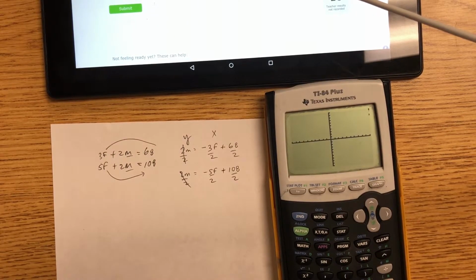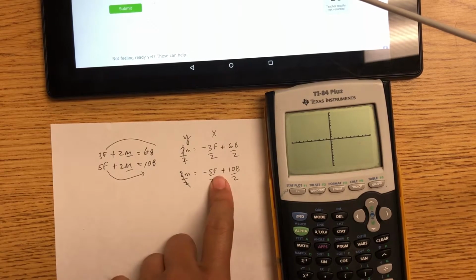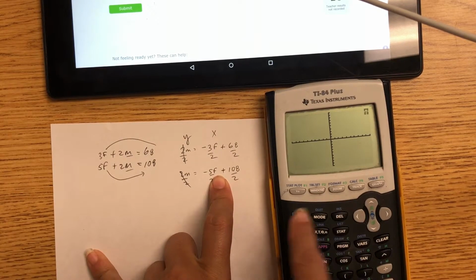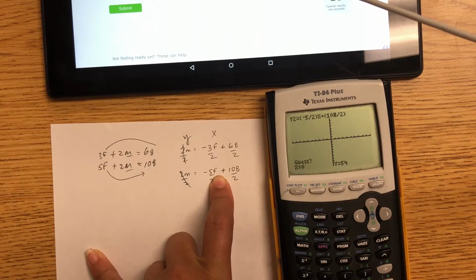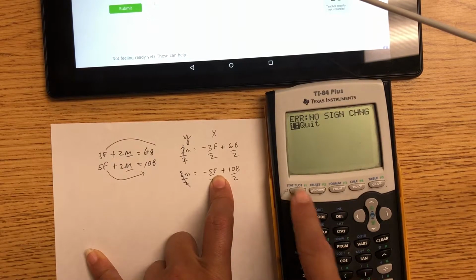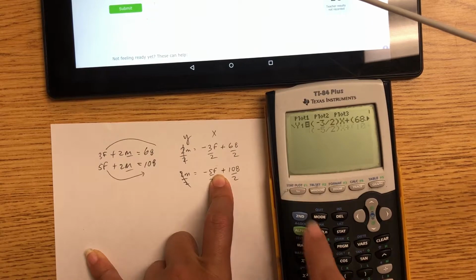When it finishes graphing, remember we want to calculate the intersect, because wherever it intersects is my solution. So I'm going to go second, calculate, and I want 5 intersect. First curve, enter. Second curve, enter. Guess, yes. So I did an error. Let me go see what I plotted.